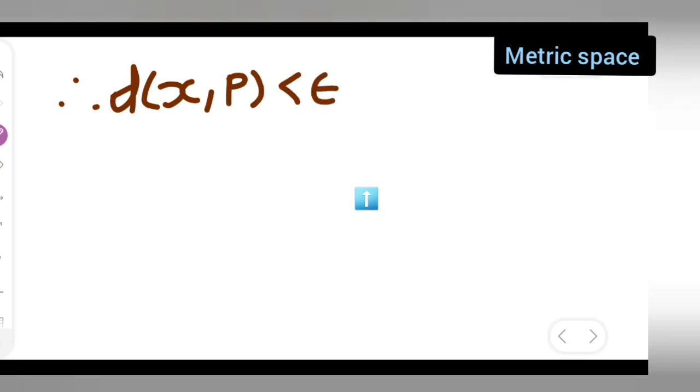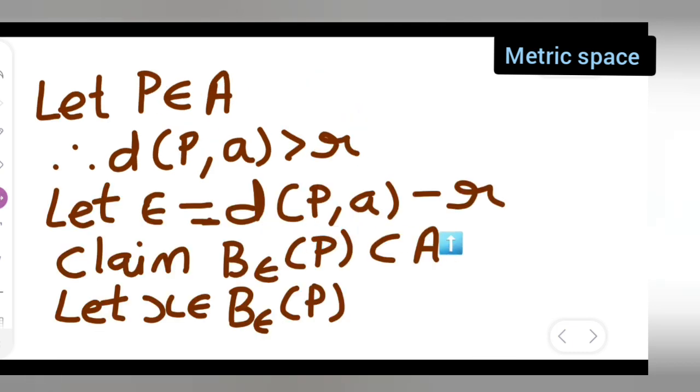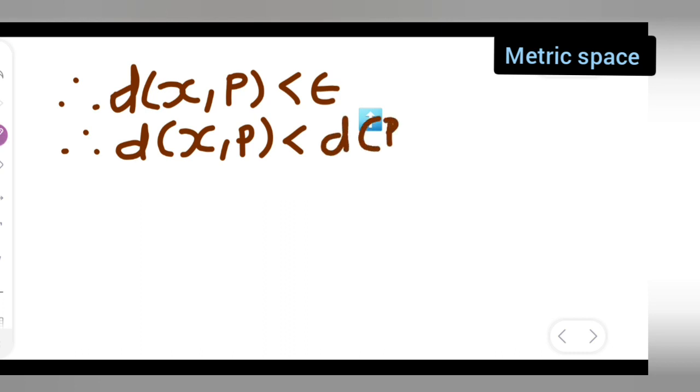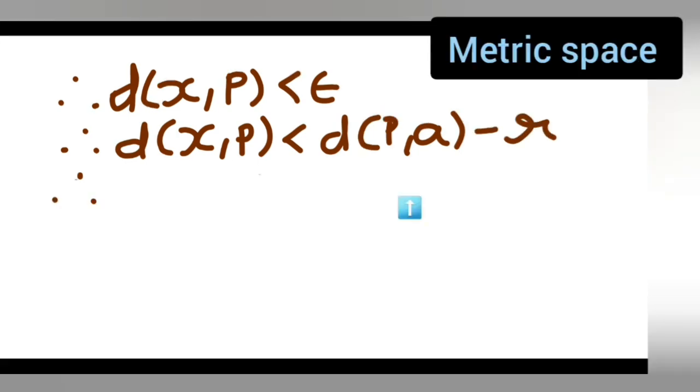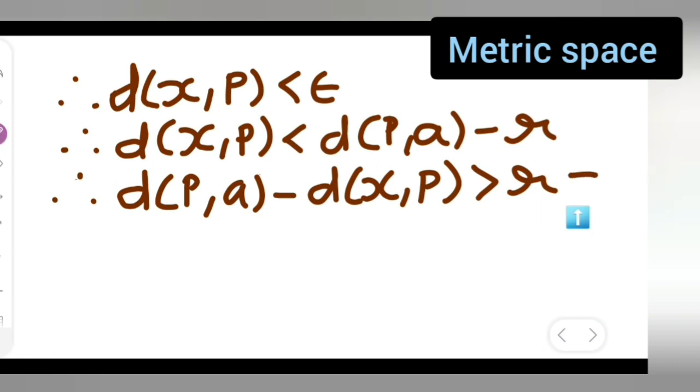Now write down that therefore the distance between x and p is less than epsilon. Therefore d(x, p) is less than epsilon, and epsilon is equal to d(p, a) minus R. So replace epsilon by this. Therefore d(p, a) minus d(x, p) is greater than R. I have changed the sign. Take this as equation 1.